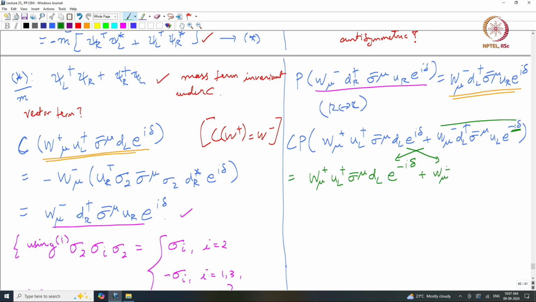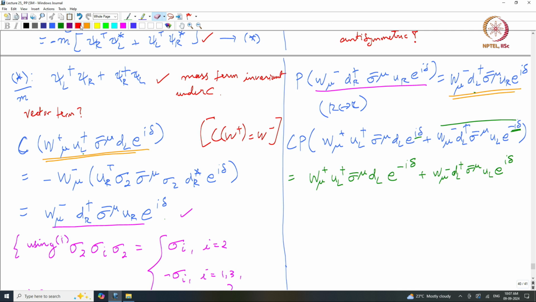W mu minus dl dagger sigma bar mu, that is what we saw here, right? When you started with the UL dagger, you ended up with DL dagger UL e power plus i delta. This became a plus. So it is clear, right? So to avoid clutter I am going to remove these arrows.